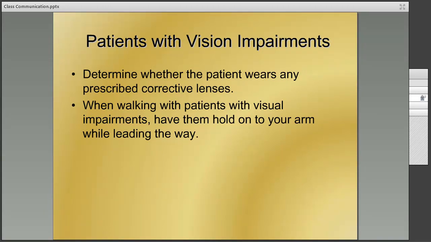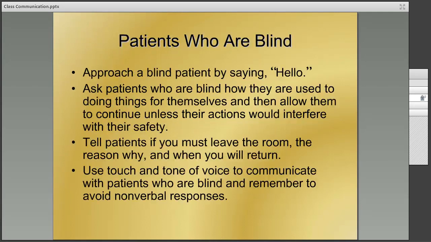Does the patient wear any prescribed corrective lenses? Sometimes you'll see people with sunglasses or darker lenses because of some cataract surgery. Have them hold on to your arm. I like them to hold on to the back of my upper arm. I don't mind that, or have them bring their hand under my arm and hold on to my wrist. Be careful. Patients like to pinch. They like to use their fingers to hold on to you as opposed to their whole hand. So be careful of that. But you have to offer your arm so that they can, and you lead the way. Don't let them lead the way while they're hanging on to you.